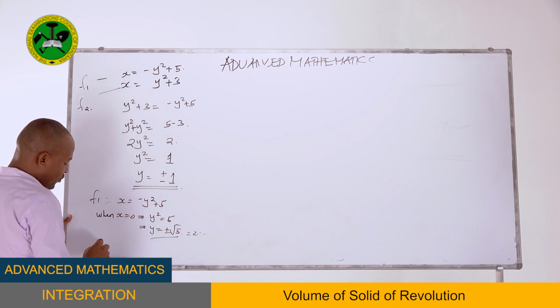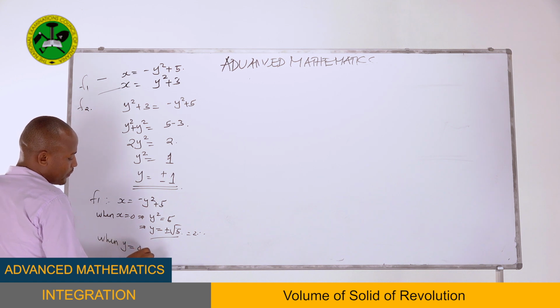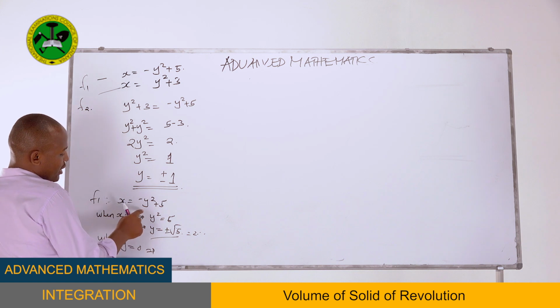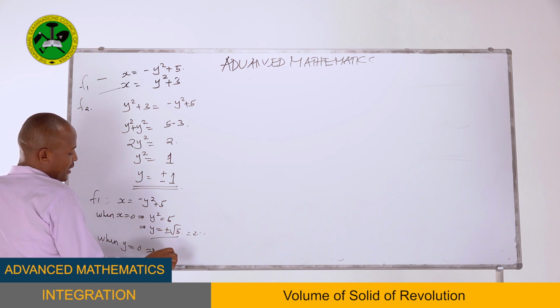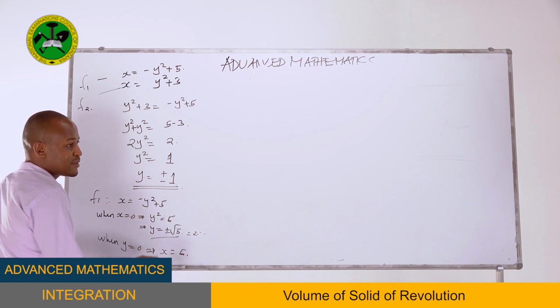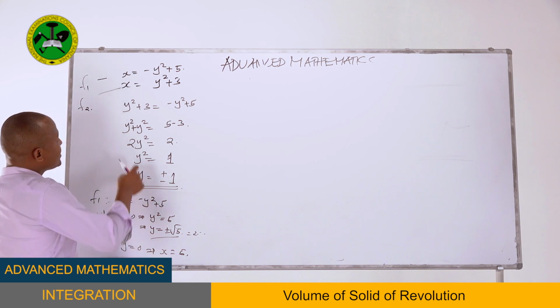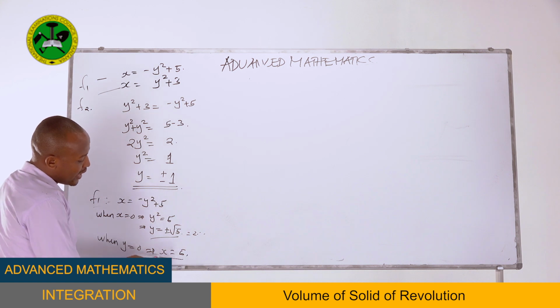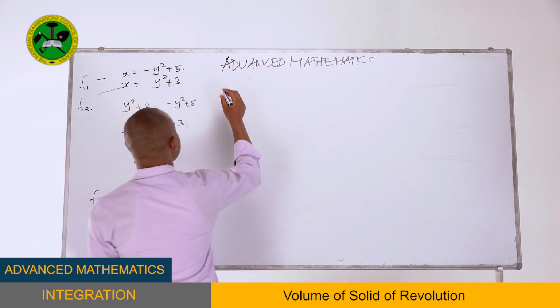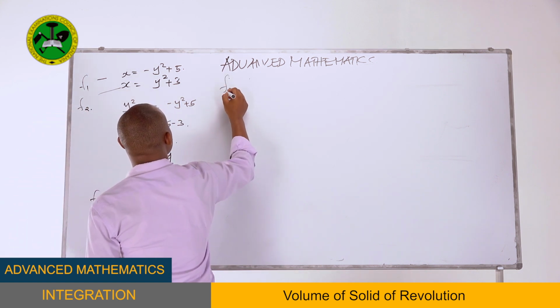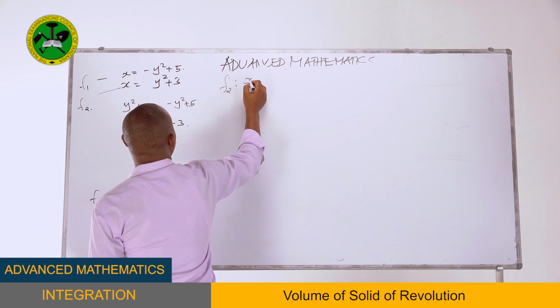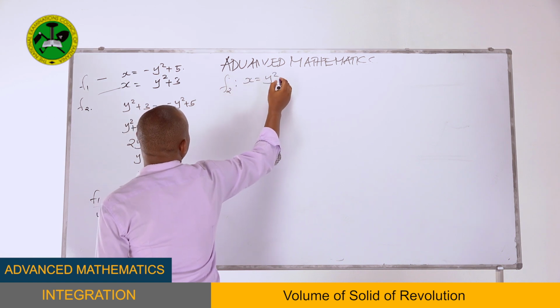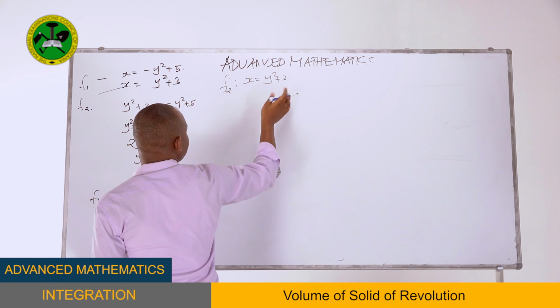And let's have when y equals to 0, we put a 0 there, and then we have x equals to 5. That means this is the x-axis. Function number 1 will cut the x-axis at the point where x equals 5. Now let's take function number 2, that is x equals y square plus 3.